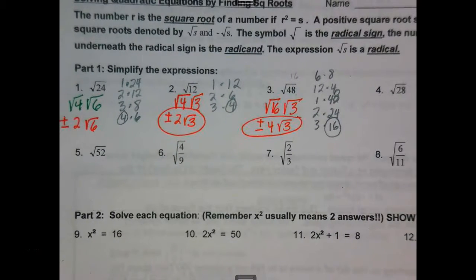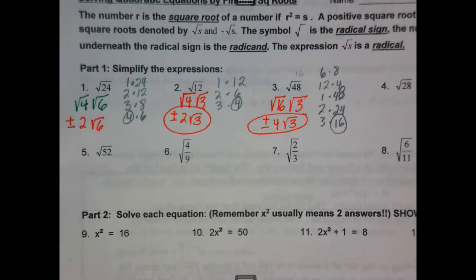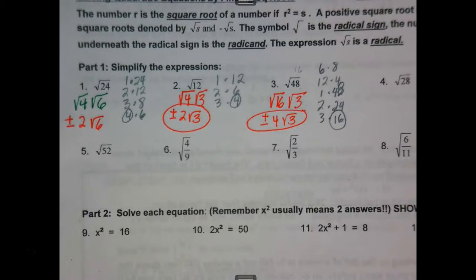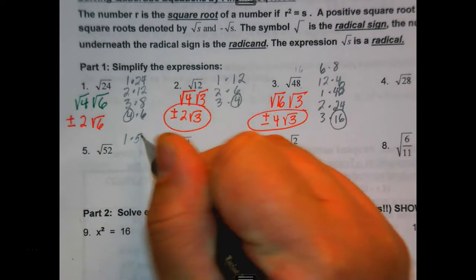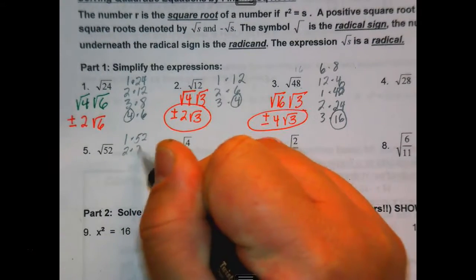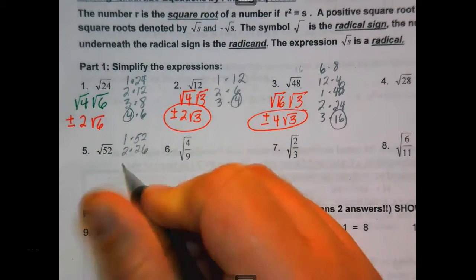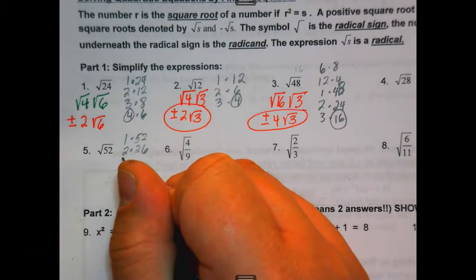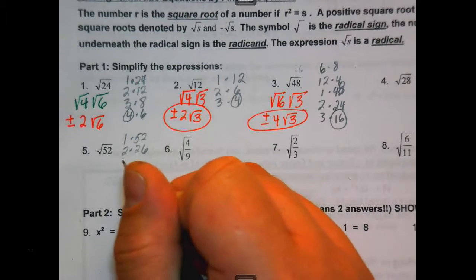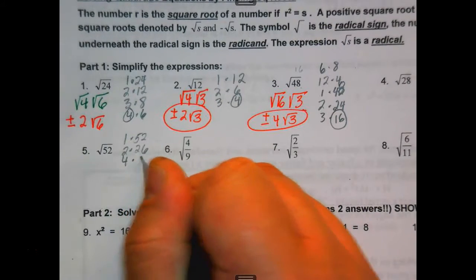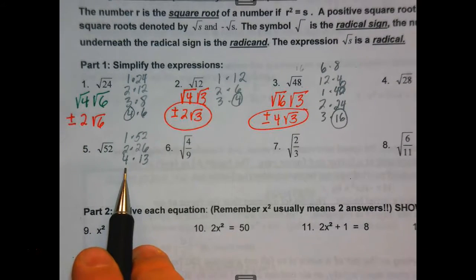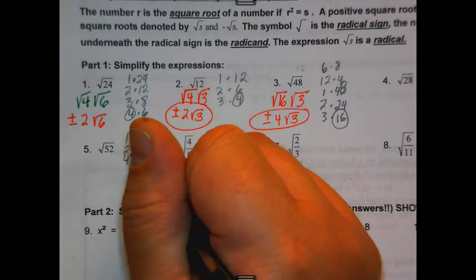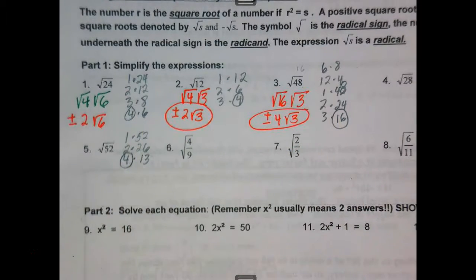How about the square root of 52? 1 times 52, 2 times 26. Does 3 go in there? Nope. How about 4? 4 and 13. That's probably going to work. 4 and 13.